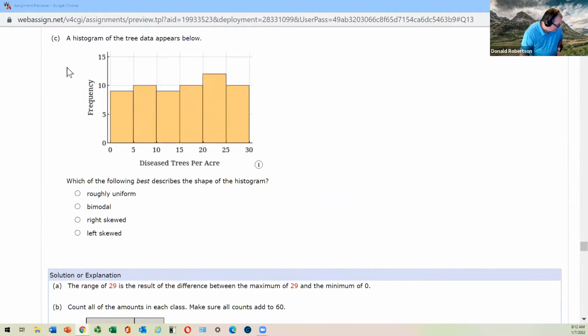Now, looking at this one, is it uniform, bimodal? Oh, that's a good one. Skewed right or skewed left? What would you call that, roughly? Roughly uniform. I would. Bimodal. That's a term I've not used to describe a histogram. It's never come up, so it's kind of new to me.